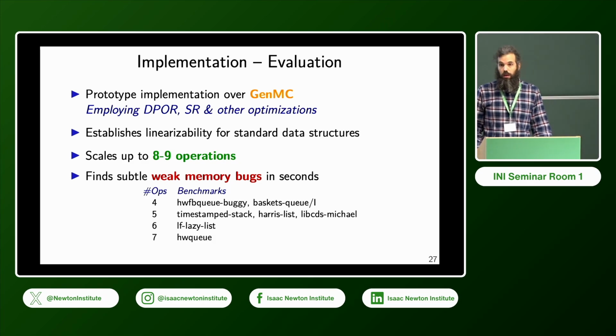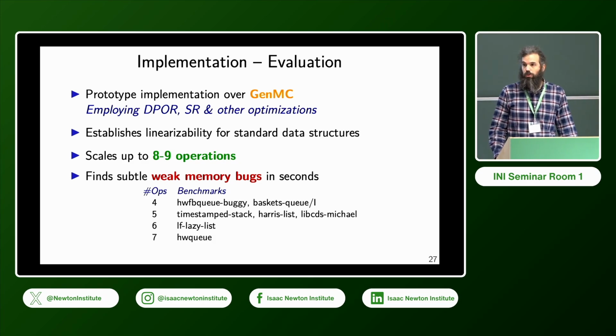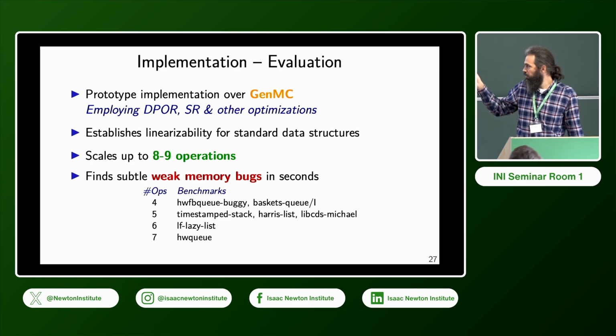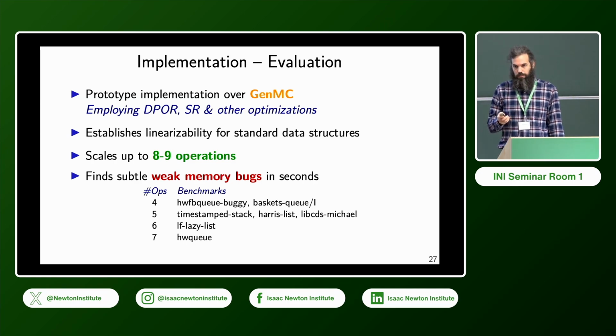Did you just make up these bugs yourself, or where did you get these bugs from? No, so you take the standard data structure, you put release acquire everywhere, and you check whether it gives you linearizability. So we make all the writes release, all the reads acquire, all the RMWs acquire-release usually, and these are the bugs that you get.